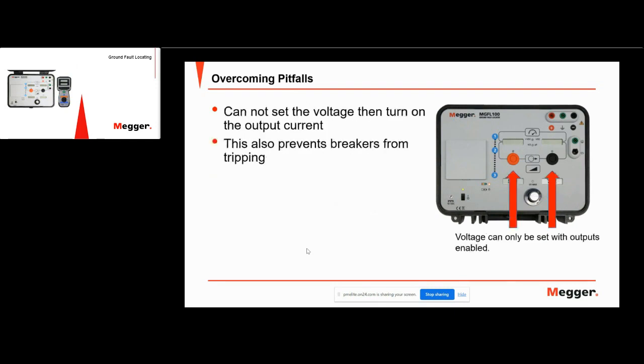The other thing we've done here is, in order to actually inject current into the system, the outputs have to be turned on first. So there's no way to actually up the voltage or put a difference potential across the path and then turn on the output. So this always creates a nice, smooth, slow ramp up. So there is no chance of getting a transient pulse. So the odds of being able to trip a breaker have been completely minimized on this system.